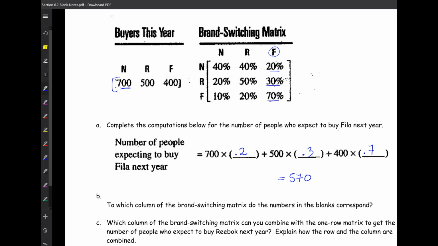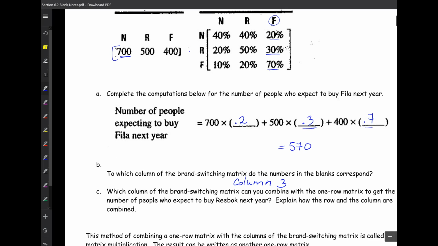Now, this is actually helping us understand matrix multiplication. To which column of the brand switching matrix do the numbers in the blanks that you just filled out correspond? Column 3. Which column of the brand switching matrix can you combine with the one-row matrix, that's this one here, to get the number of people who expect to buy Reebok next year? Column 2, good. Because Reebok is in column 2.